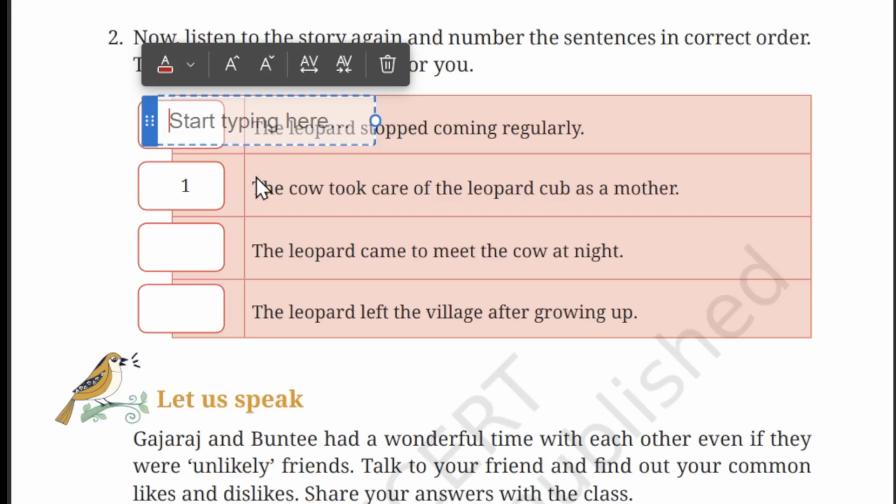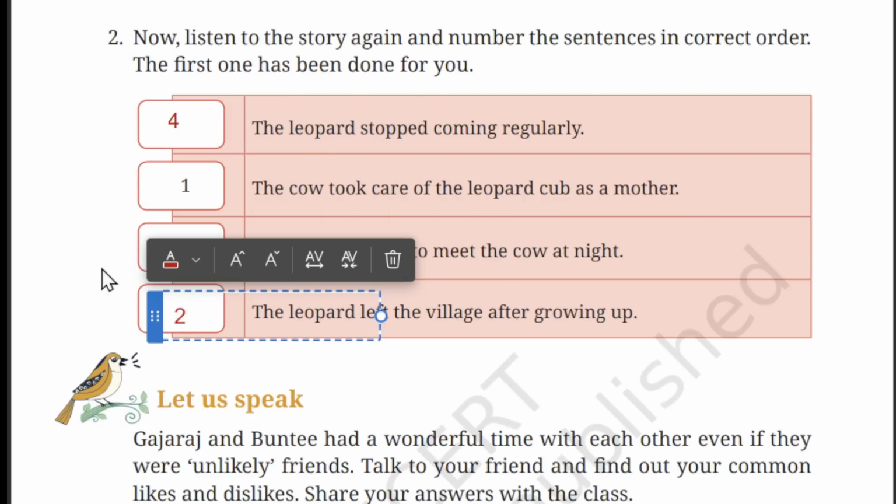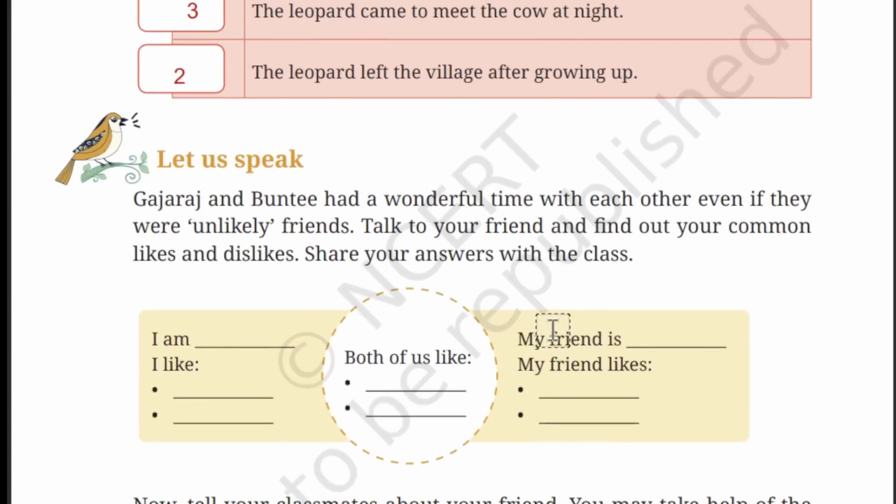So let me fill. This one is the fourth one. This one is the third one. This one is the second one. Okay, let's read. The crow took care of a leopard cub as a mother. The leopard left the village after growing up. The leopard came to meet the crow at night. The leopard stopped coming regularly. Okay, this is the first one and second one, third one and fourth one. All right. So next one.